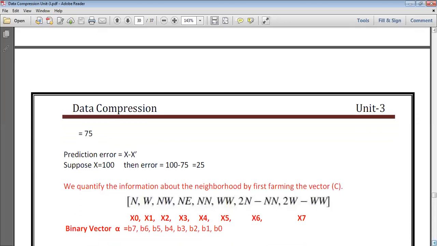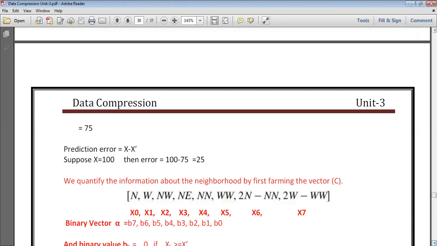Now we predict the prediction error. What will be the prediction error? That will be x minus x bar. So x, the original value of x, is 100, and when we compute the coding sequence of x, that is called x bar, it is 75. So we compute the difference x minus x bar, that is 100 minus 75 is equal to 25. So here we predict the error, the prediction error, and we find the value 25.